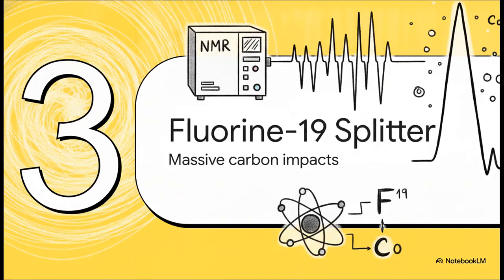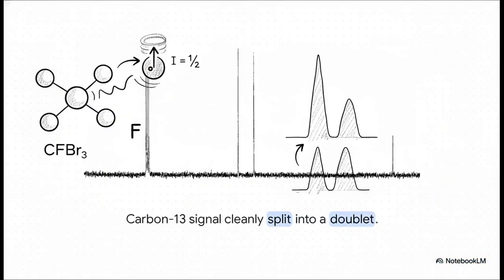All right, on to section 3, fluorine-19 splitter. Get ready for some massive carbon impacts. Check out this spectrum for CFBr3. Notice anything?